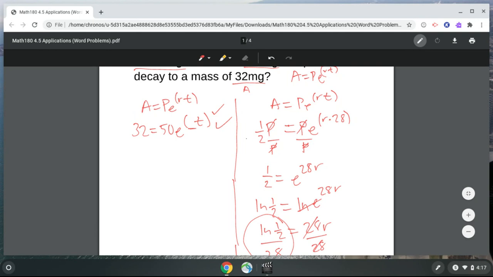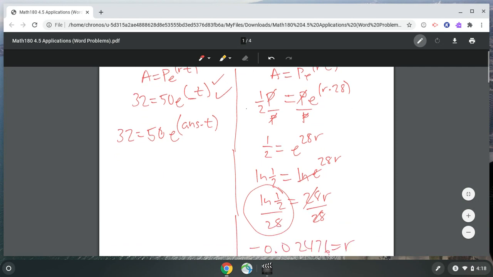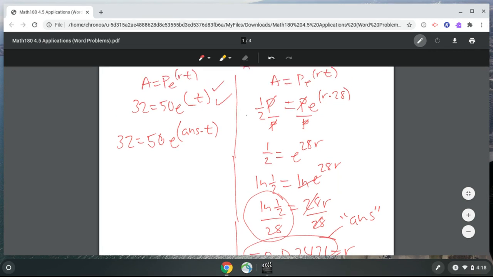Okay, all right, so now that we know our r value, okay, we can go ahead and plug it in over here. So 32 equals 50e to the, and it's usually an answer button. Okay, so check on your calculator and see if you have that. Answer times t. Okay, it's whatever this answer is. This is my ANS. So look for that button. Okay. And now we can solve for t.